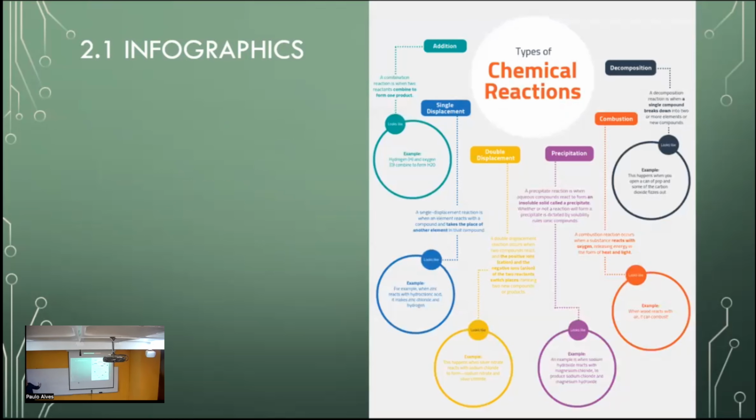Another example, chemical reactions. As you can see, we use a lot of color. Color is important. Call attention, call for action, and we have circles to organize all the content, and it's easier to relate the content.